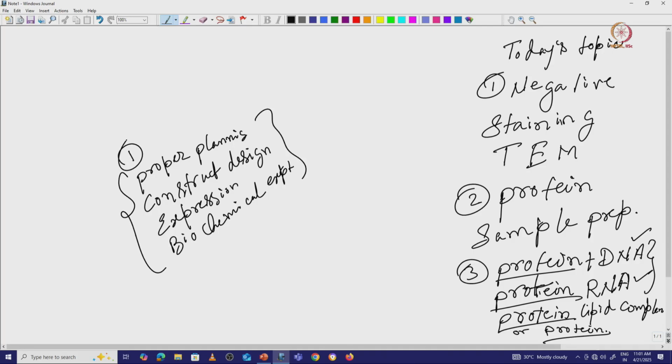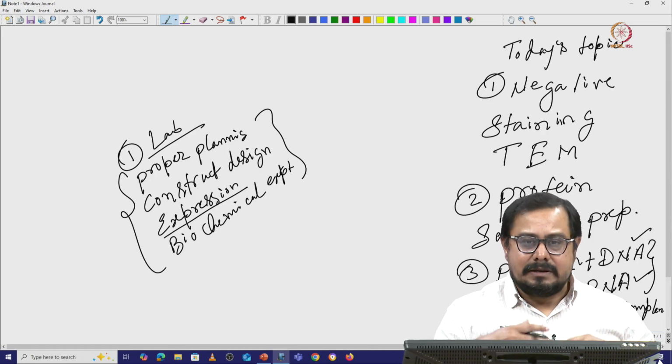These are the preliminary steps I suggest. The first step will be in your laboratory, where you do these experiments with proper planning. You design a construct, and you clone those genes into your required vector. When you have proper cloning, you perform some kind of expression test. This means you use some kind of stimulator, like IPTG, to stimulate and get the protein, and then you have to do some biochemical experiments.